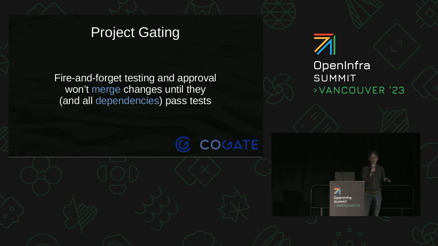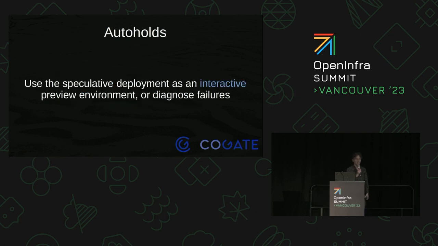When you put all these things together, you get something that we call project gating. This is when you take a change to your application, you want to test it, and then automatically have it merge as soon as it passes tests. So basically, you can open up a GitHub pull request, review it, say this looks good to me, and then Cogate is going to deploy your application with it, test it, and if it passes tests, then automatically merge it. The autoholds feature that I mentioned earlier, you can use that deployment as an interactive preview environment or use it to diagnose failures.